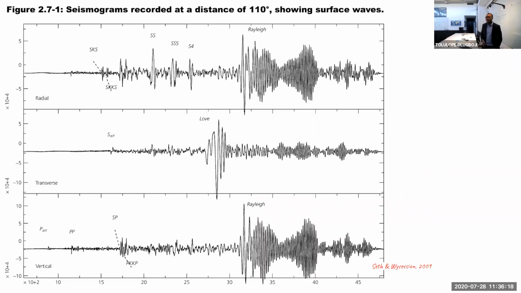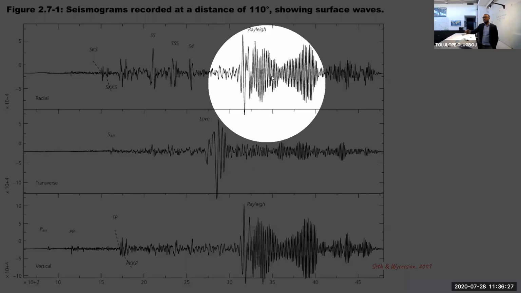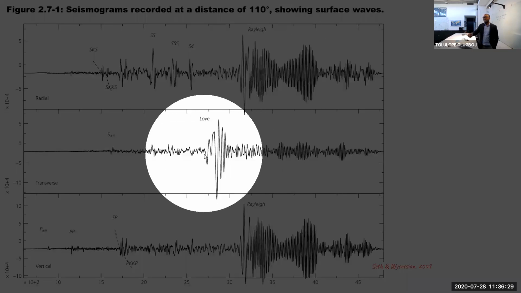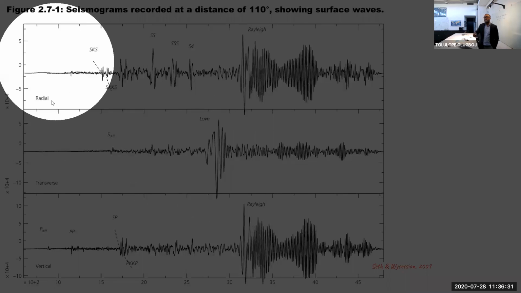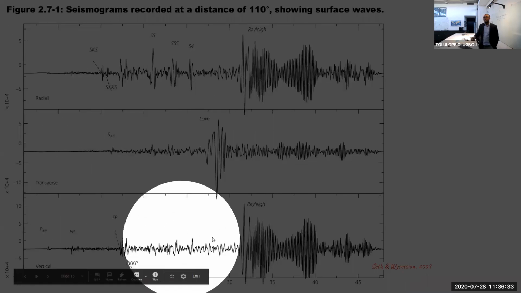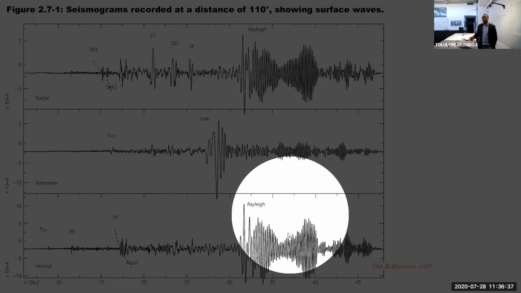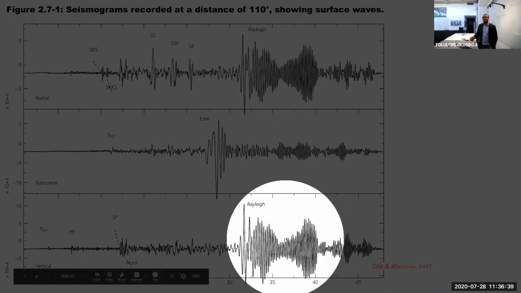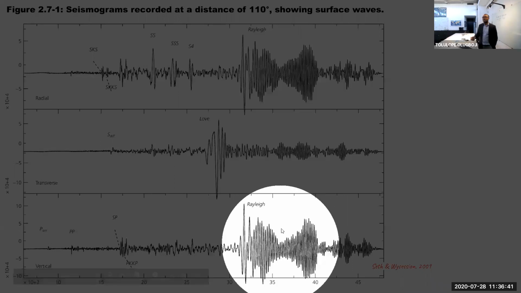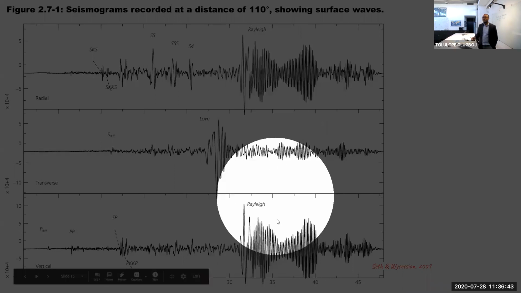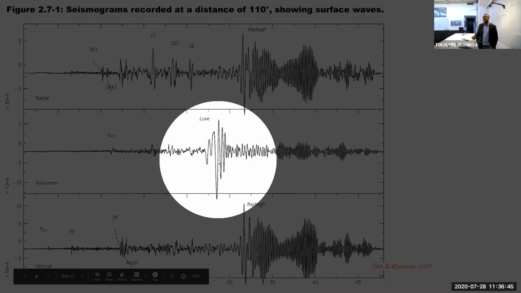Moving ahead. So that's S waves, seen with their polarization after rotation. Also, I'd like your attention on the Rayleigh wave, right? So that's the Rayleigh wave there, coming after the Love wave. You notice this is radial, transverse, vertical. As you can see, the Rayleigh wave is polarized on the vertical and radial, while the Love wave is on the transverse.